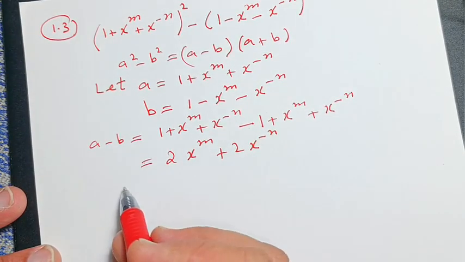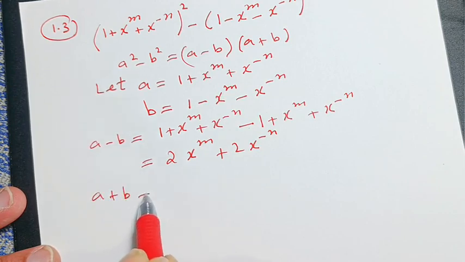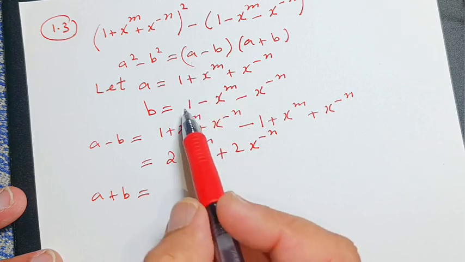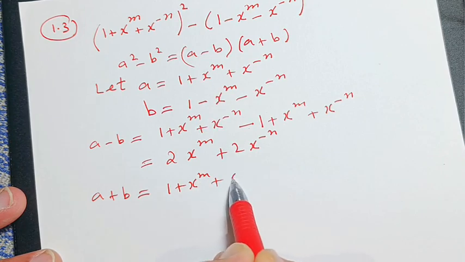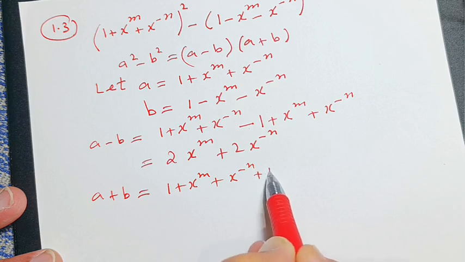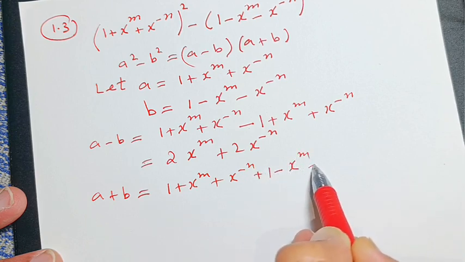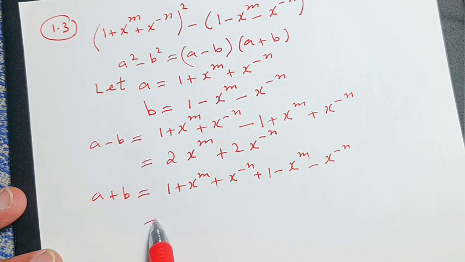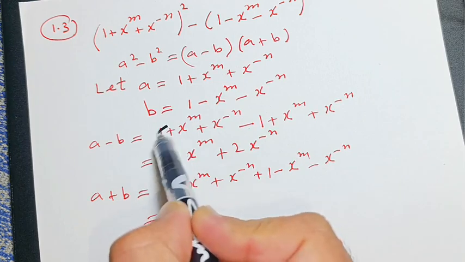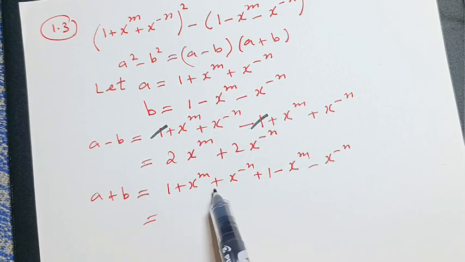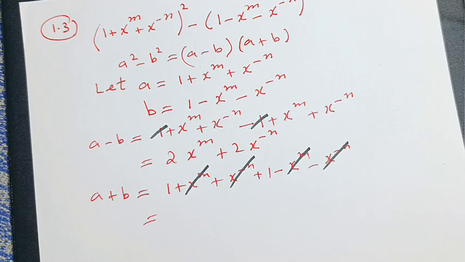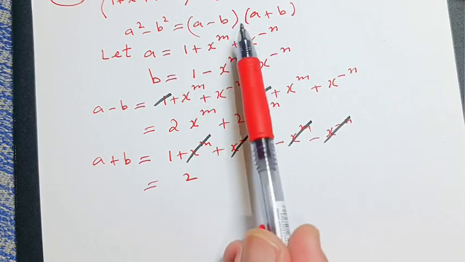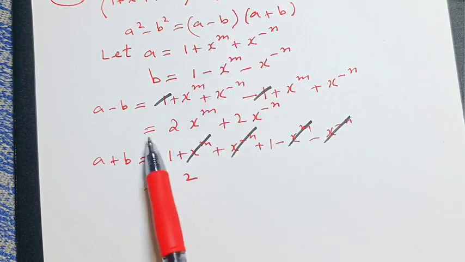Now we need to find a plus b. So a plus b: a we got, this is easy, 1 plus x power m plus x power negative n, and then plus 1 minus x power m minus x power negative n. Let me just cancel here to show you. Positive negative cancel, positive negative cancel. We are only left with 2 this side.